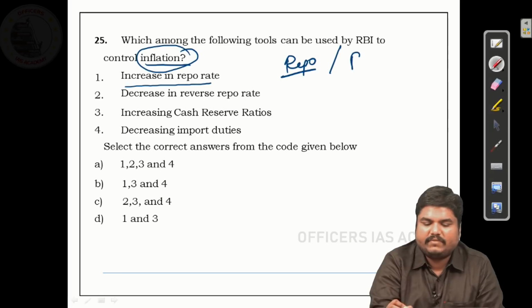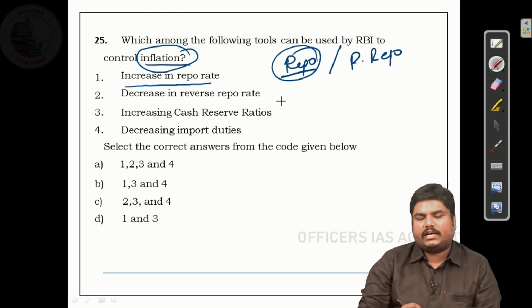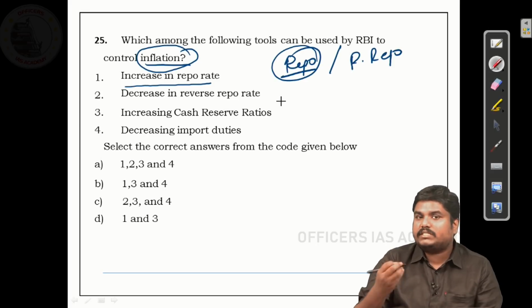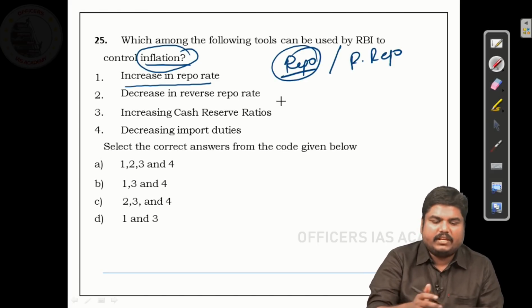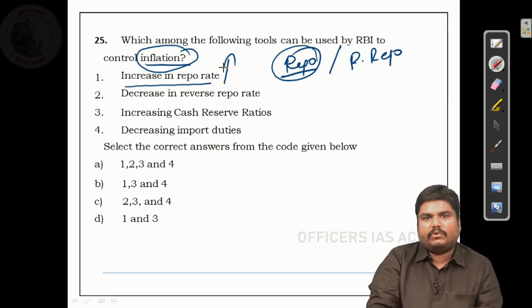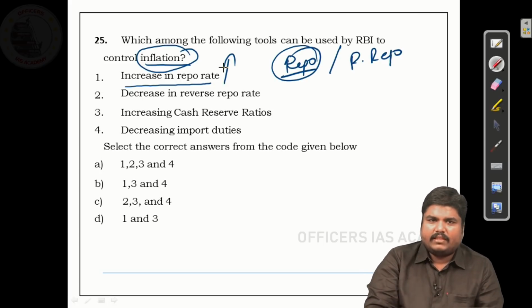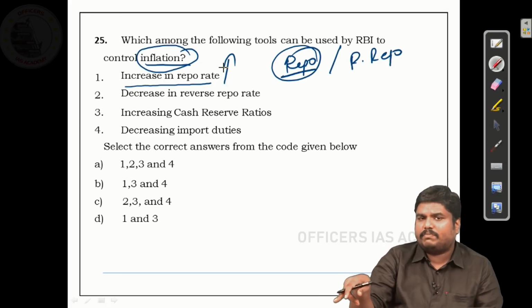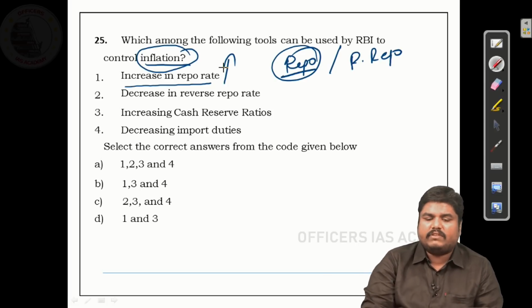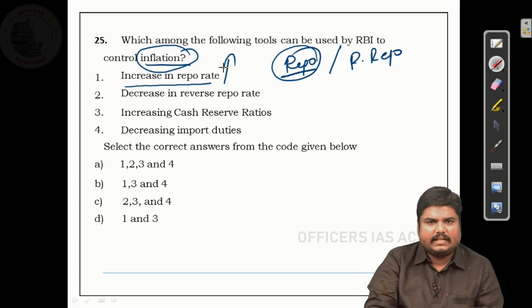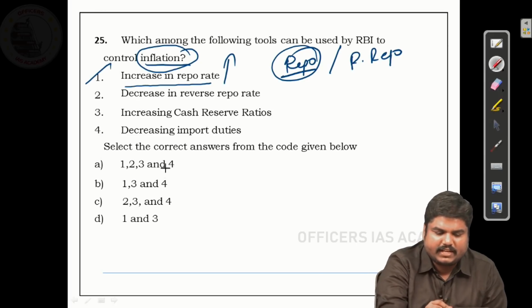So, what is the difference between repo and reverse repo? Repo rate talks about the rate at which the commercial banks borrow from RBI. When RBI increases the repo rate, the commercial banks have to borrow at a higher interest and they will be lending at a higher interest to the public. So automatically, when interest rate is higher, the borrowings will fall, the money supply will fall. That is a tool for containing inflation. So, first one is correct.